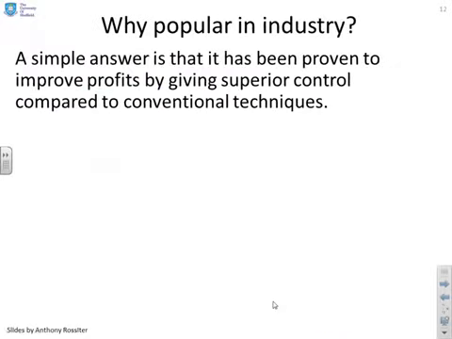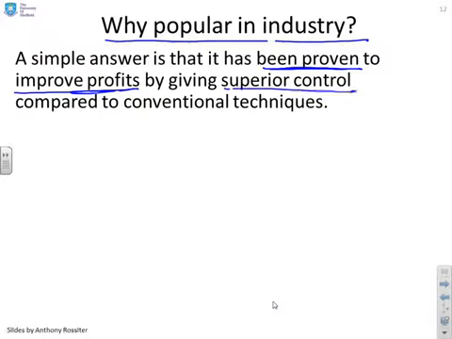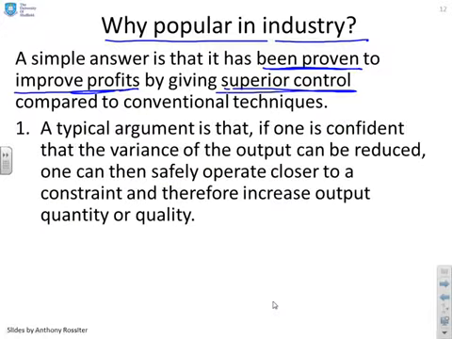So why is predictive control popular in industry? And the answer is relatively simple. It's been proven to improve profits quite significantly because it gives superior control. It's as simple as that. I'm getting better control and therefore I'm earning more money.